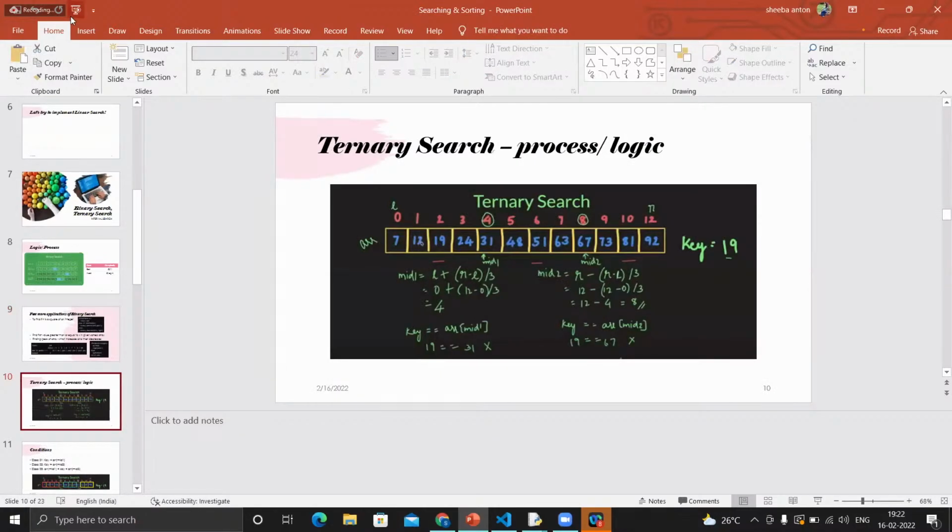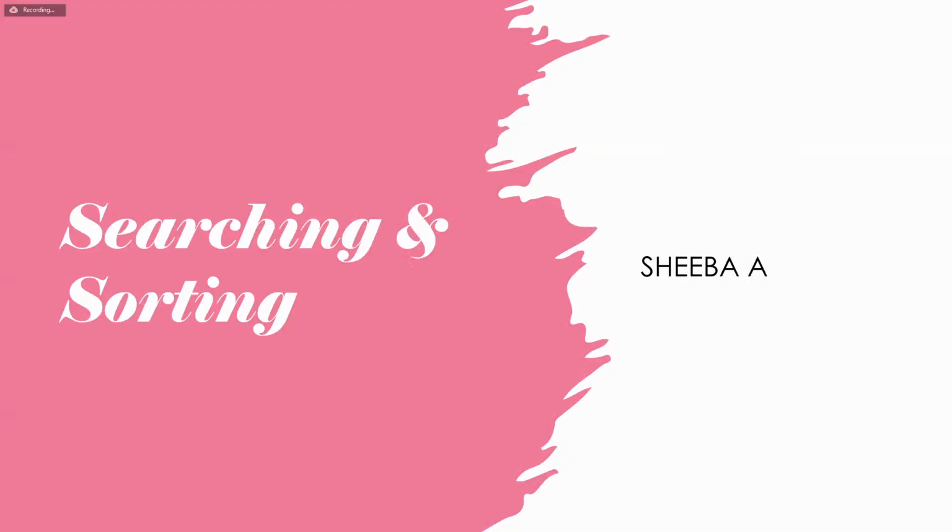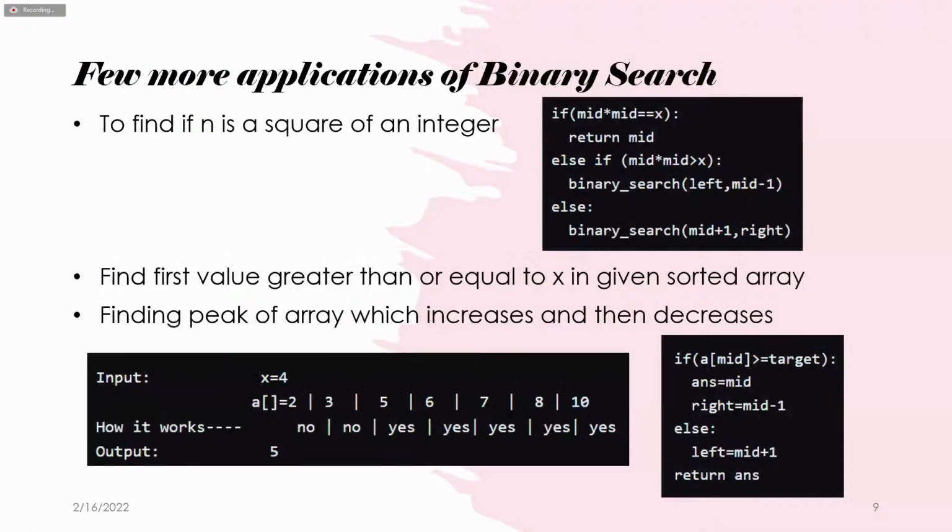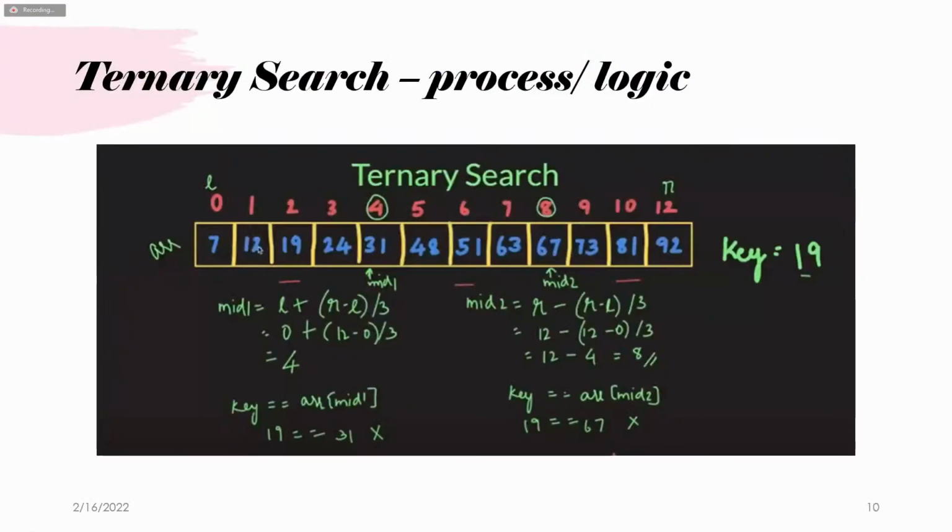Okay, so moving on to ternary search. This is basically the same as binary search, but the only difference is that in binary search you are splitting the whole array into 2 parts, but in ternary search you split the whole array into 3 parts. So you'll basically have 2 mid values, mid 1 and mid 2, and you have a formula to compute them. Here you can see on the screen, for computing mid 1, the formula is left plus (right minus left) by 3, whereas for mid 2, it is right minus (right minus left) by 3.